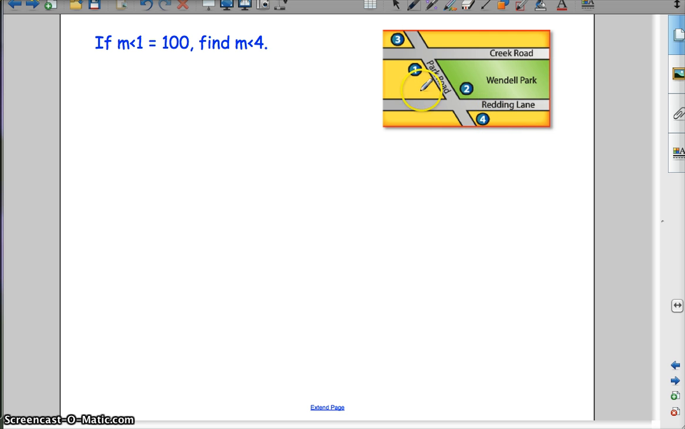Okay, so if the measure of angle 1 is 100, if this is 100 here, we need to find the measure of angle 4. So since the measure of angle 1 is 100, we can also say the measure of angle 2 is 100. And why can we say that? Why can we say angle 1 is congruent to angle 2? It's because of the alternate interior angles theorem. So we know that they're alternate interior angles.